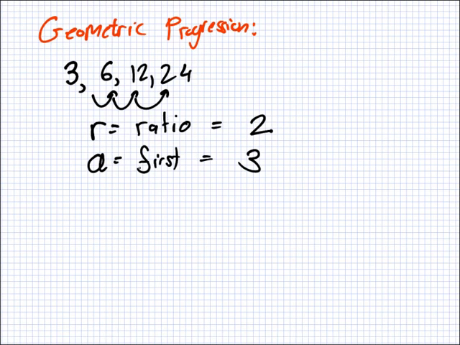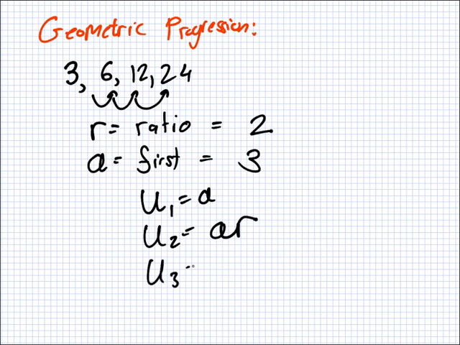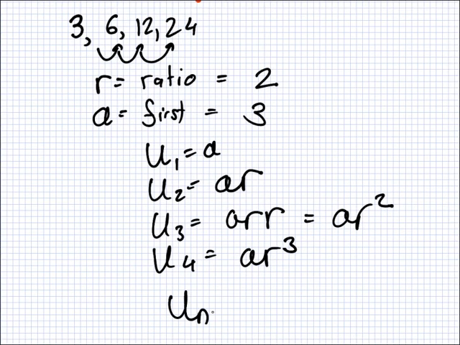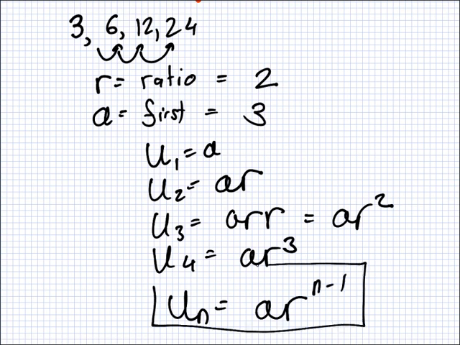So, the first term is obviously A. The second term would be A multiplied by R. The third term would be A multiplied by R multiplied by R again, so that's AR squared. And the fourth term would be AR cubed. So you could probably figure out the formula here. The nth term would be AR to the power n minus 1 then. That is our first formula, and we'll have a look at some examples now.